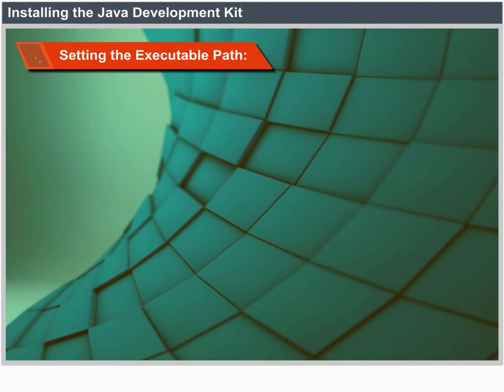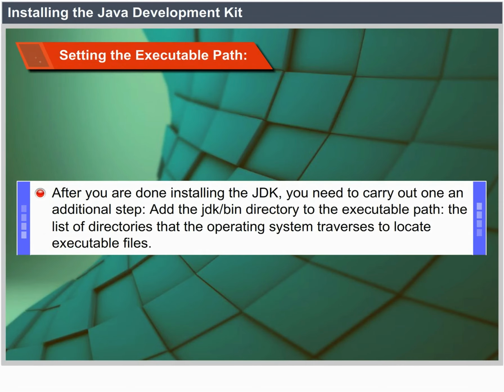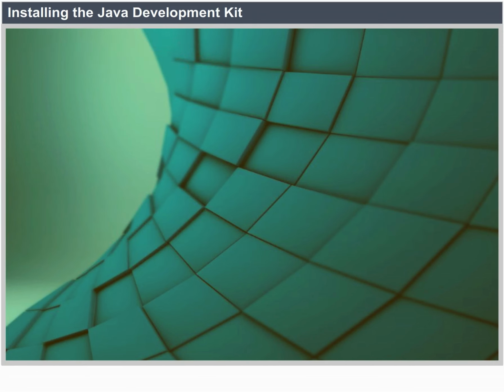Setting the executable path. After you are done installing the JDK, you need to carry out an additional step. Add the JDK/bin directory to the executable path, the list of directories that the operating system traverses to locate executable files.